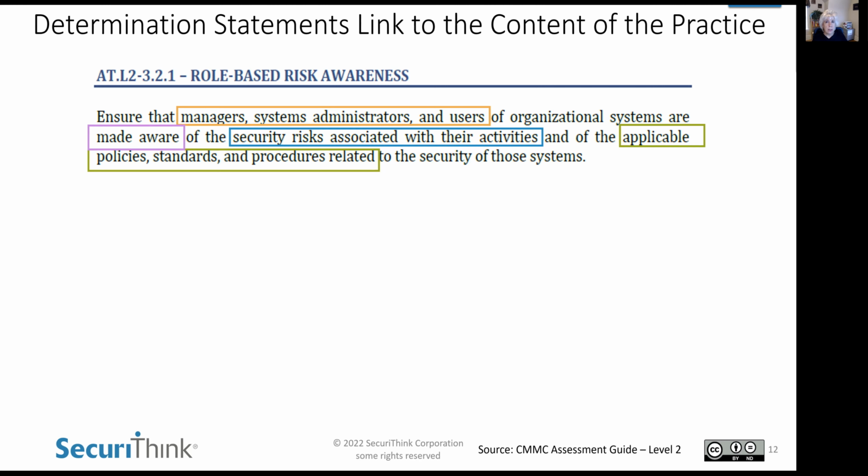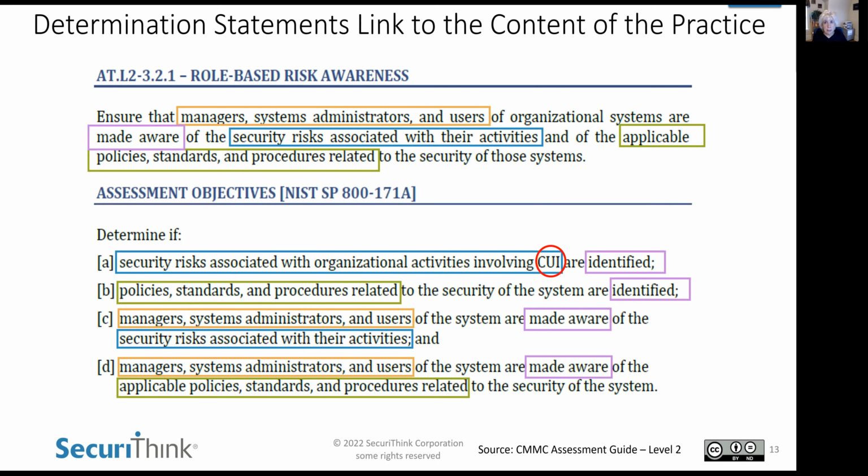Okay, so what do these folks need to be made aware of? Turns out there are 2 topics. I used a blue box to outline the first topic, and that says security risks associated with their activities. I used a green box to outline the second topic, applicable policies, standards, and procedures. Okay, so now I see the key ingredients of the practice statement. Remember what we're doing. We're following the trail from how we get from this practice statement to the assessment procedure.